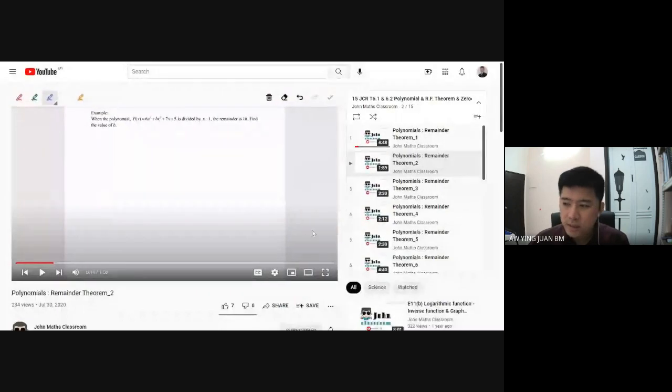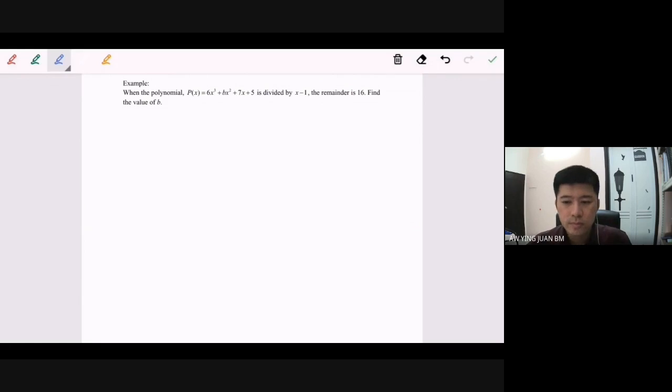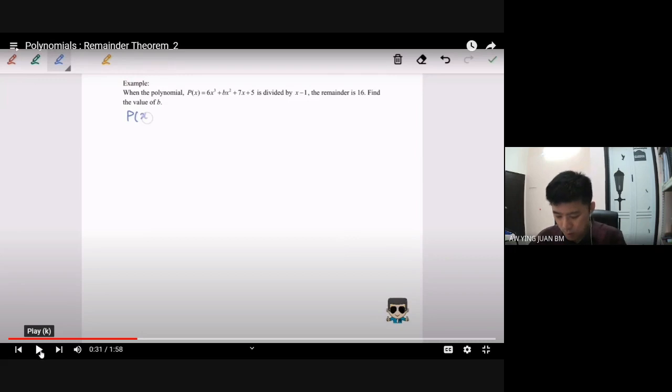Masih sama, fokus saya adalah remainder theorem. So you kena tengok soalan lah ya. So when the polynomial p(x) is divided by x minus 1, the remainder is 16. Question asks us to find the value b. So now I'm going to use the remainder theorem. So first I'm going to state the function. So tengok cara saya menulis saya punya solution.